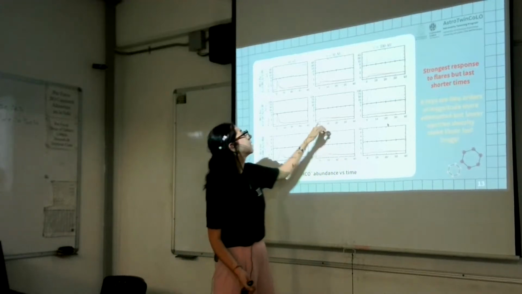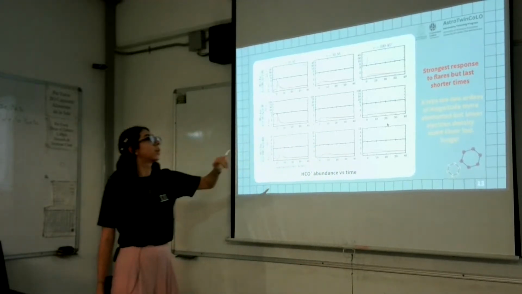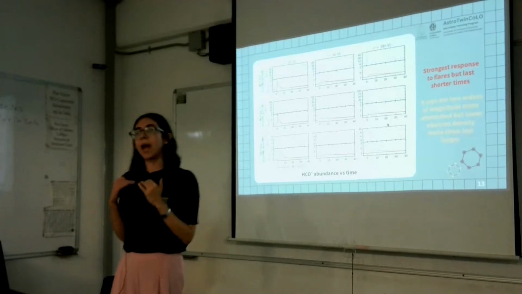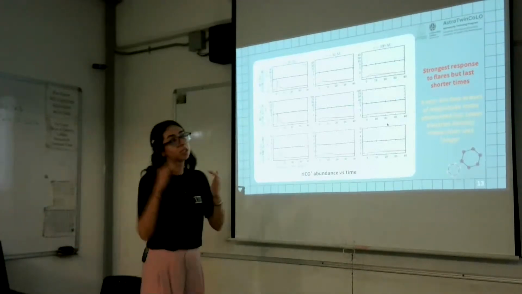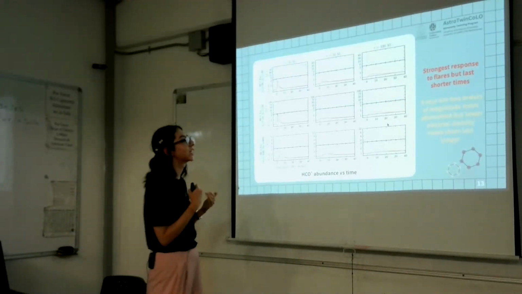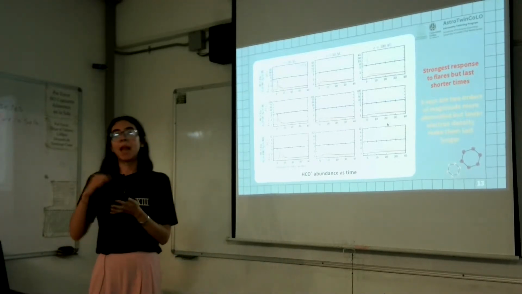And the yellow one, we can see that it is actually attenuated by 2 orders of magnitude, but because we have an altitude of 0.5, we have a higher electron density, which made it last longer.